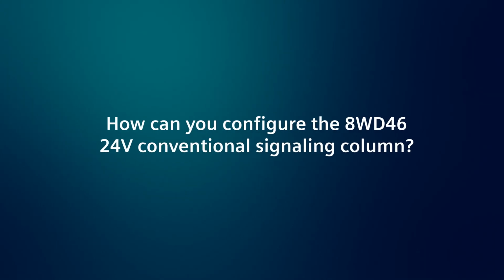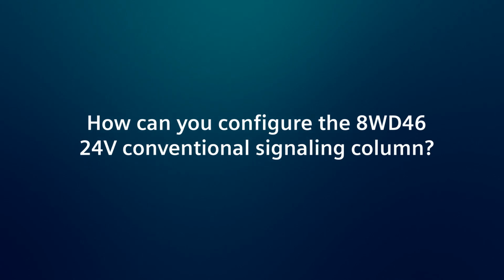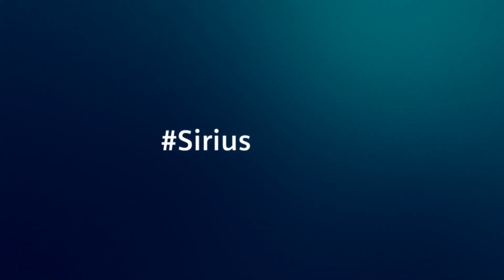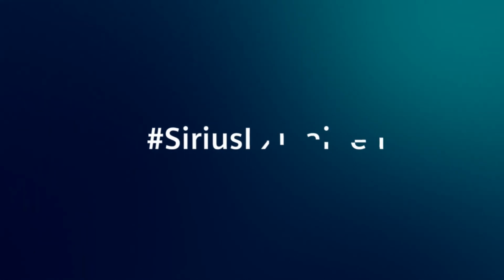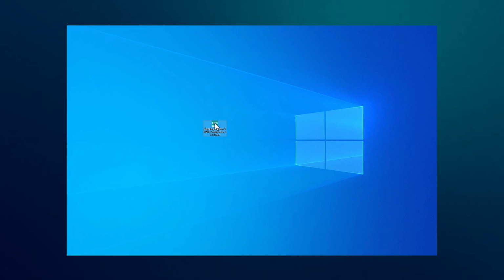How can you configure the 8WD46 24-volt conventional signaling column? After the configuration software for the signaling column 8WD46 has been downloaded from cPortal, the application can be started by double-click without further installation.